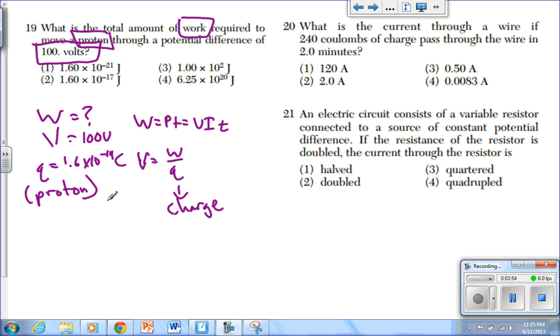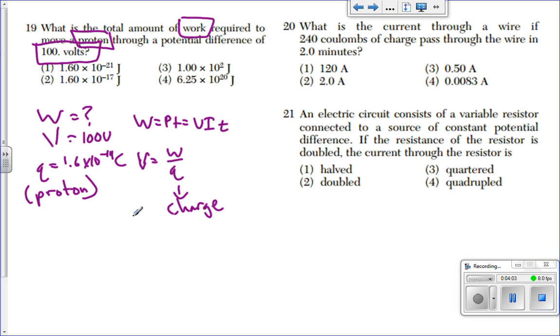As I was saying, for number 19, you do know the charge on a proton, so you can use V equals W over Q, rearrange that W equals V times Q, and you can just multiply 100 times 1.6 times 10 to the negative 19th, and you will get answer choice number 2.